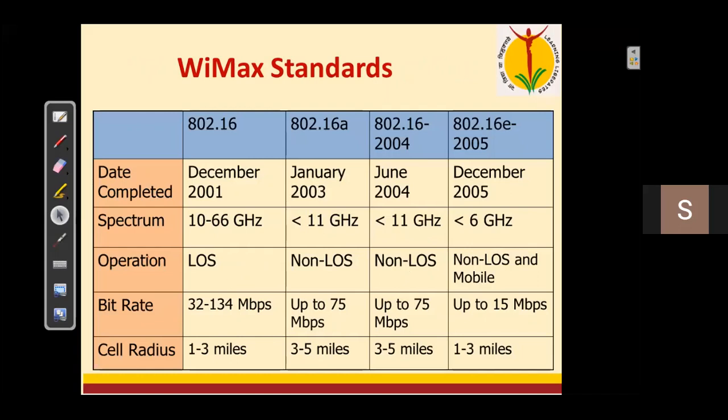So this is the evolution of WiMAX. In the 802.16e standard, the spectrum is less than 6 gigahertz, with non-line of sight and mobility. The data rate, though lower, is a sufficient 15 Mbps. The advantage is that we accommodate more subscribers by using different technologies, but the range, the radius, is 1 to 3 miles.